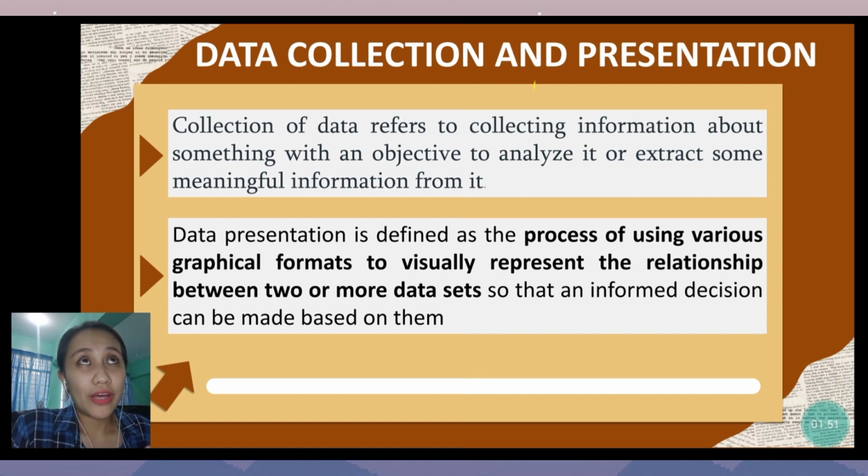After you have collected the data or the information, that will be the time that you will be presenting the data. And data presentation is defined as the process of using various graphical formats to visually represent the relationship between two or more data sets so that an informed decision can be made based on them. In presenting data, there are actually a lot of ways. Later on, we'll be discussing that.